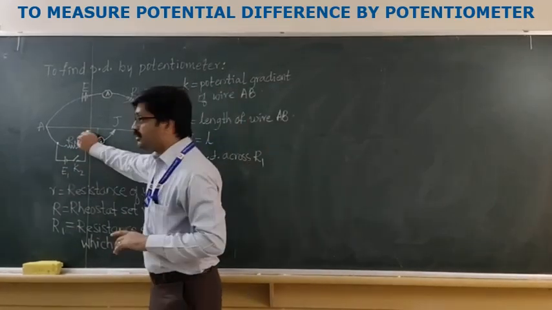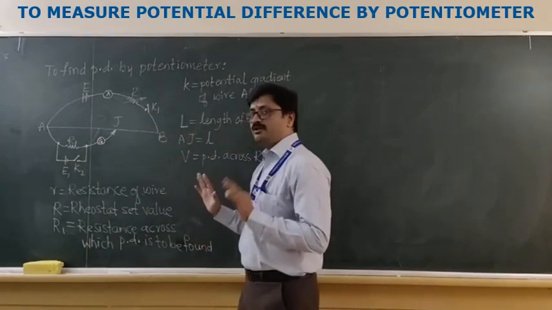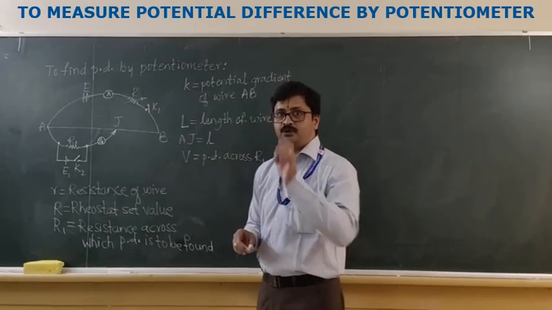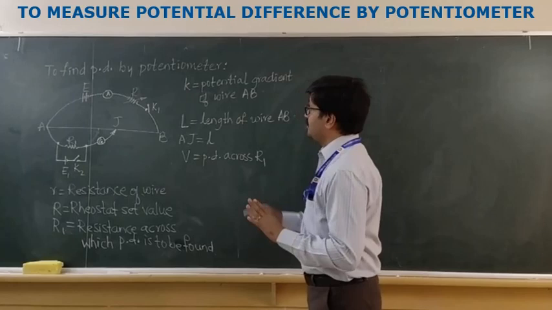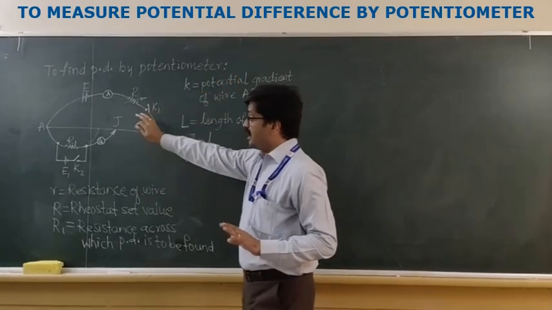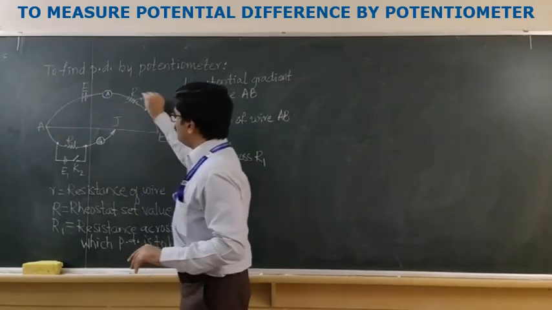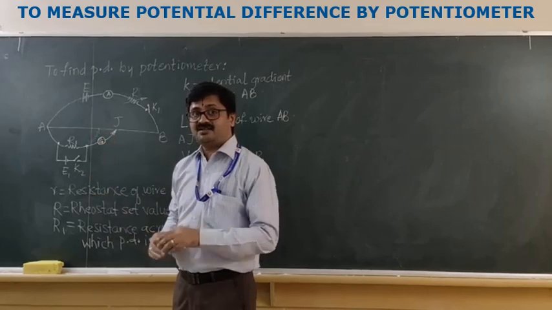Okay, and R1 is what? R1 is that resistance across which the potential difference is to be found. This is what we should remember. Fine. Now, next, if I consider this circuit here, as you all know, this top portion is nothing but this particular circuit, which is called the auxiliary circuit.